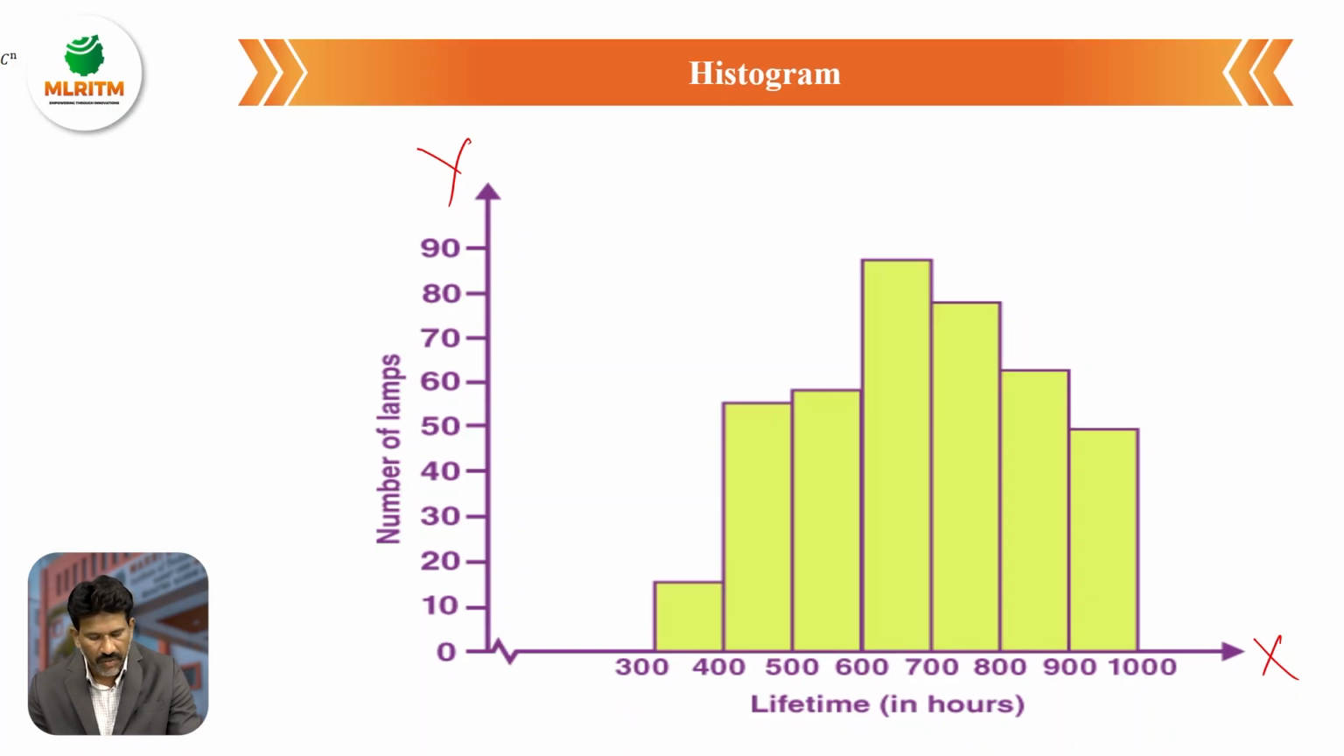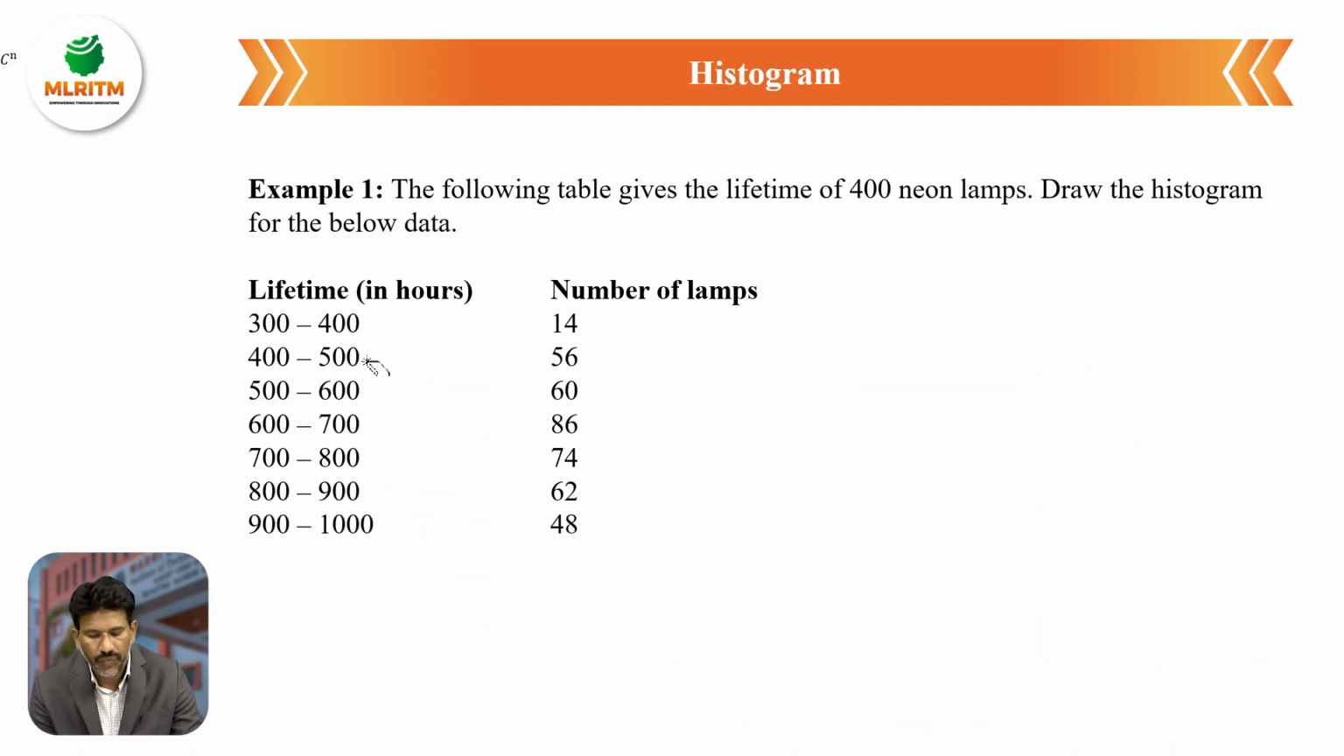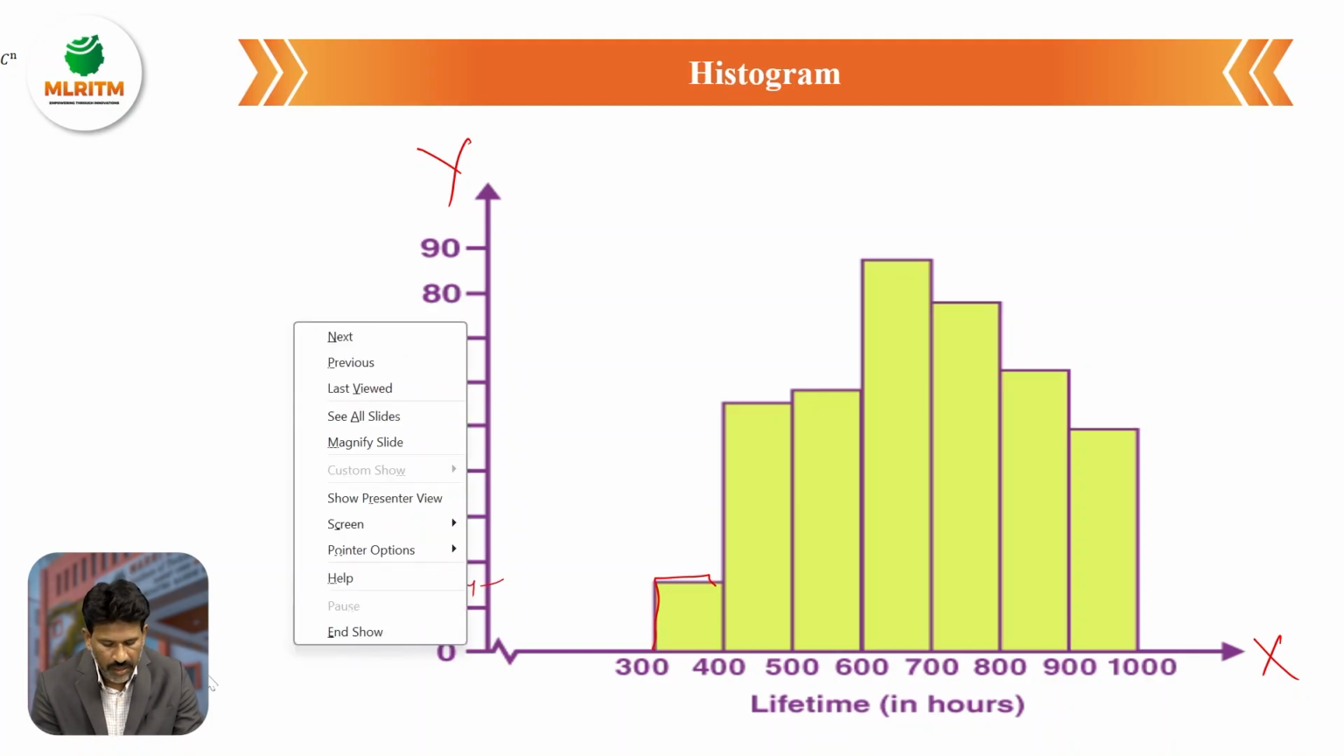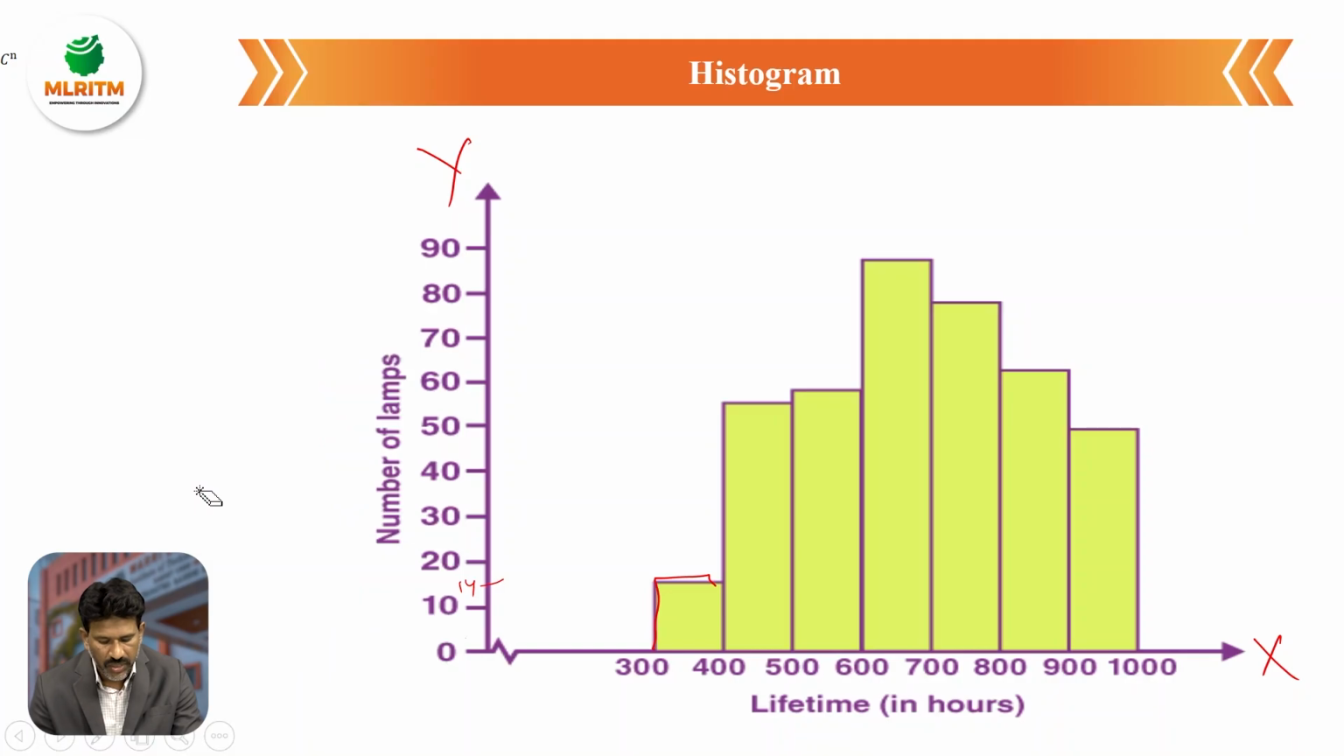When we see the first field, 300 to 400, the range between 300 to 400, here 14 are presented. So in this diagram, this represents 300 to 400. In between 10 to 20, 14 is placed here. For this 14, we have to draw the number of lamps presented for 300 to 400 here. So 14 is placed here in between 10 to 20.